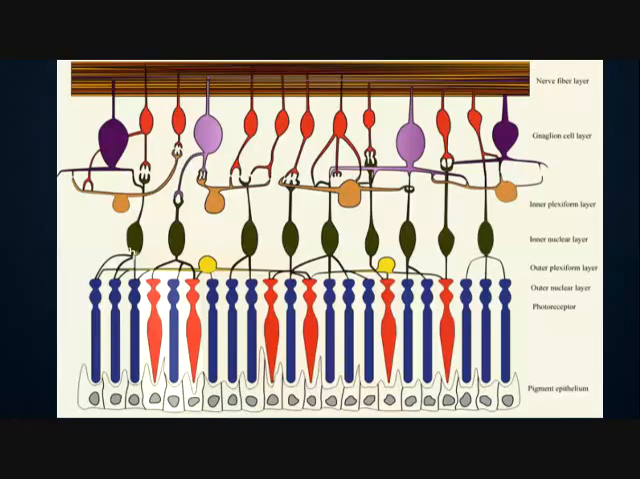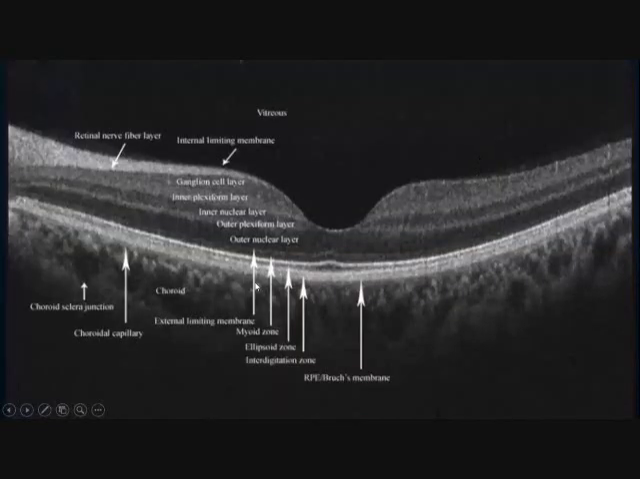Now we turn to OCT in macular diseases. As all of us know, the retina consists of the retinal pigment epithelium, the photoreceptors, outer nuclear layer, outer plexiform layer, inner plexiform layer, ganglion cell layer, and the nerve fiber layer. And this is depicted in the OCT in the form of these layers.